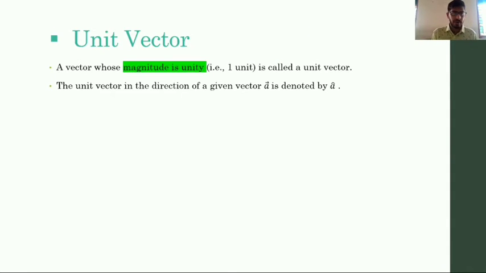Next, unit vector. A vector whose magnitude is unity, that is 1 unit, is called a unit vector. The unit vector in the direction of a given vector A is denoted by A cap. It is the symbol of a unit vector, and we read it as A cap.